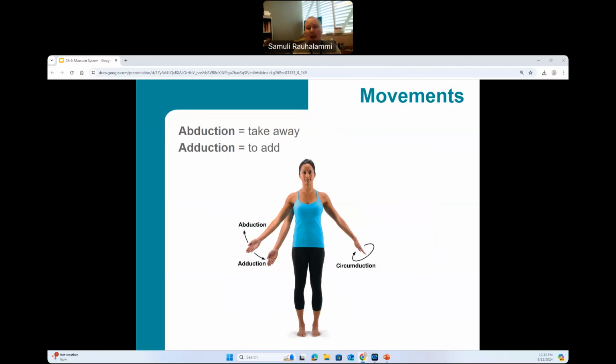I also wanted to talk about abduction and adduction. Let's start with abduction. We're moving a limb away from the midline. So think of abduction as taking away. I guess in popular culture, we sometimes see stories about alien abduction, someone taken away. Whereas adduction is the opposite of abduction. We're moving the limb towards the midline. So we're adding it to the body. If you focus on the first three letters, adduction, for adding.